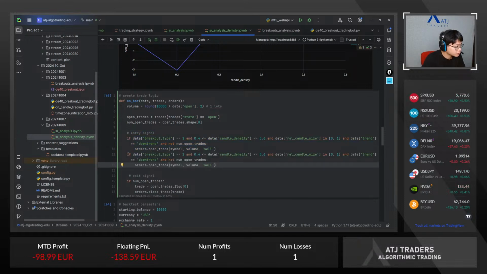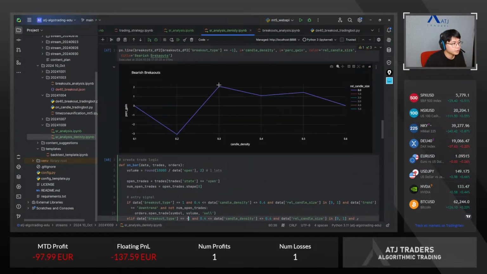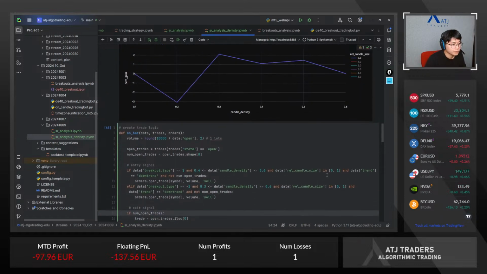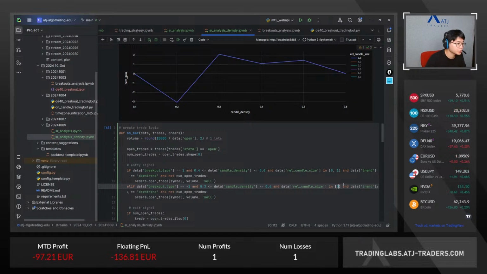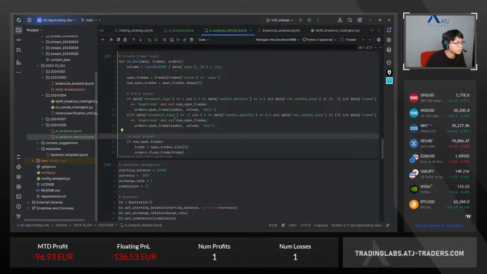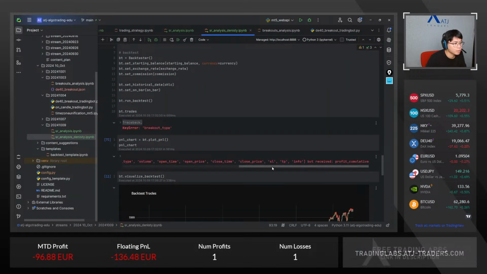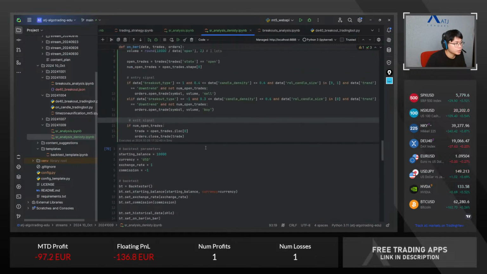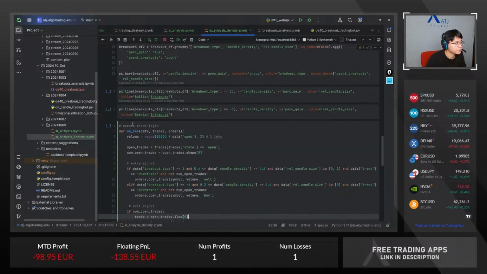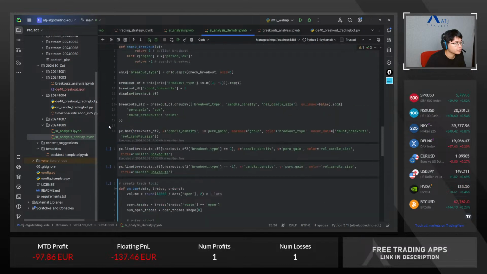And now we're just playing around. So let's see how it goes. So 0.3 until 0.6. And relative size is just 0 here. And then we want to enter into a buy position. Key error breakout type. Let me just run everything again.